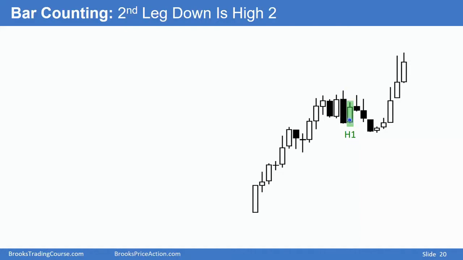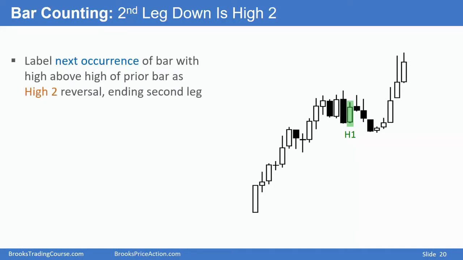Let's say we got a new high, a pullback, so a high 1 buy. And the next occurrence of a bar going above the high of the prior bar is a high 2. So we tried to resume up, we failed, we went down again. And this becomes a high 2 buy signal bar, and this becomes a high 2 entry bar because it went above the high of that bar.